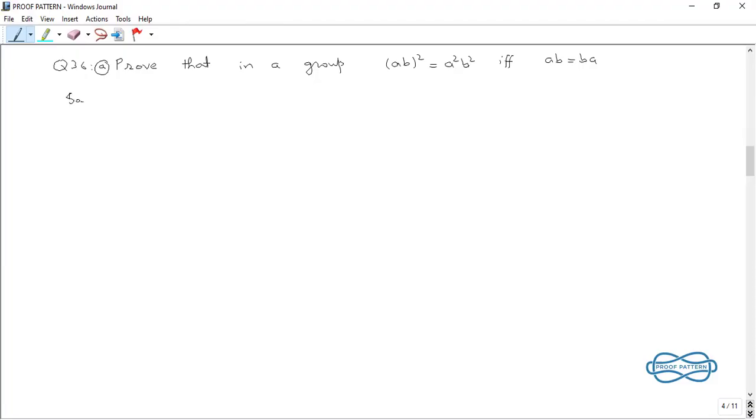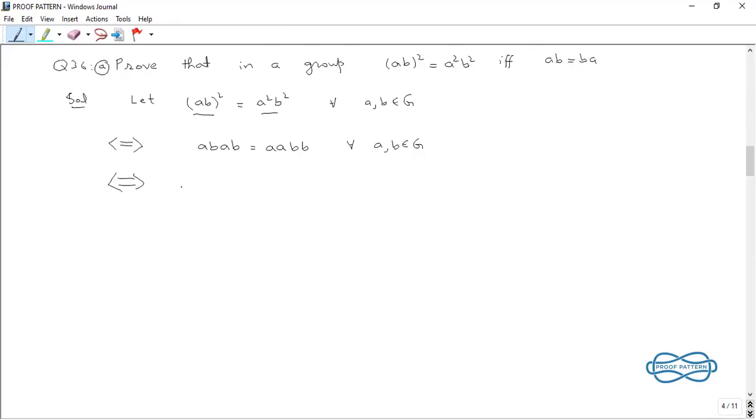So the solution is: let us consider (AB) whole square is equal to A square B square for all A, B belongs to G. And this means, and if and only if, the arrow is going on both sides, this means if and only if AB into AB is equal to A times A into B times B. We just expand this one and this one for all A, B belongs to G.